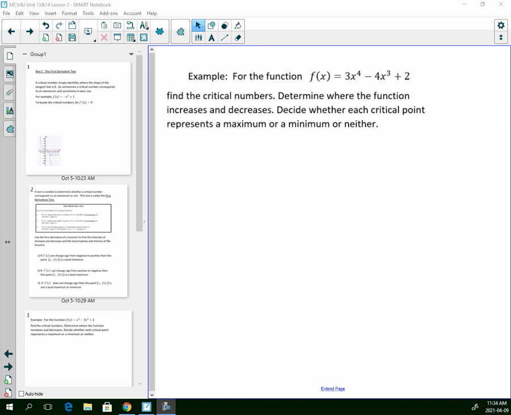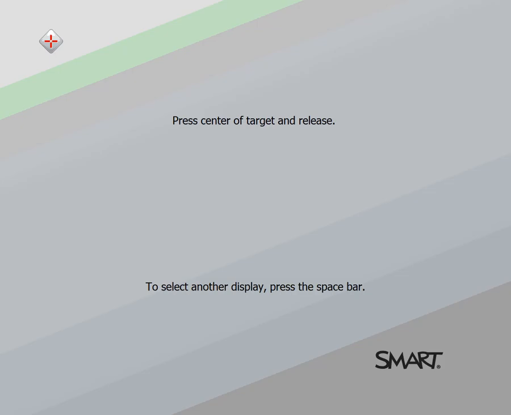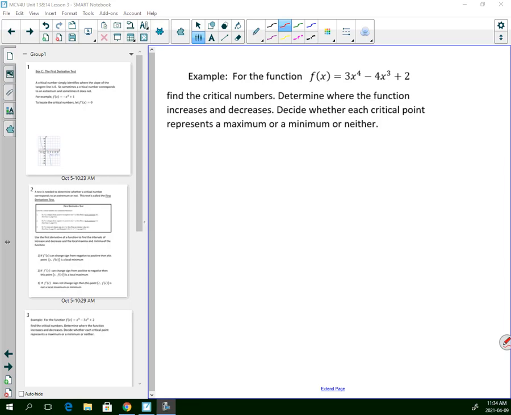Okay, in the previous lesson, we looked at determining critical numbers, so maximums and minimums. So these are our extremum. So sometimes these critical numbers are maximum and minimum values, but sometimes they're not.